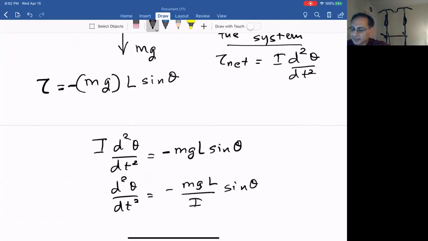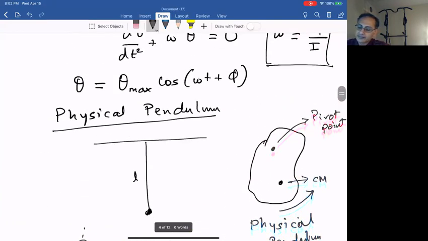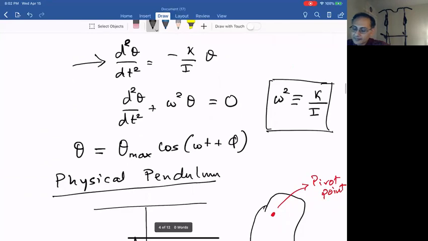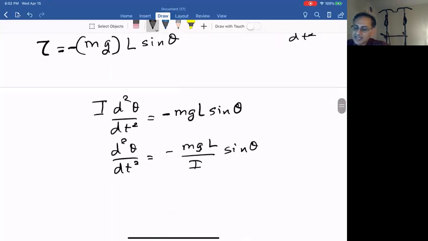Now it looks like I'm running into a problem here. Look at the equation that we had gotten for theta earlier. d2 theta dt squared is equal to some constant times theta, right? In other words, the torque was proportional to theta. It seems that the equation that I'm getting here is d2 theta dt squared equal to some constant times sine theta rather than theta. So you can see from this equation that the torque, which is the left-hand side, is not proportional to theta. It's proportional to sine theta, right?